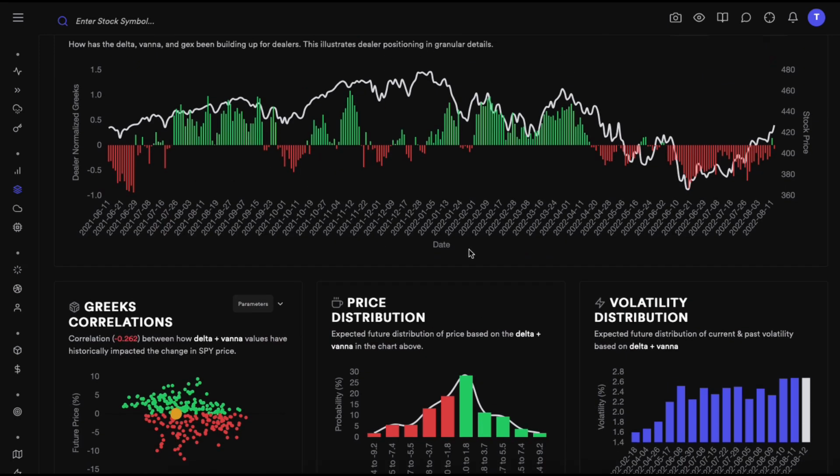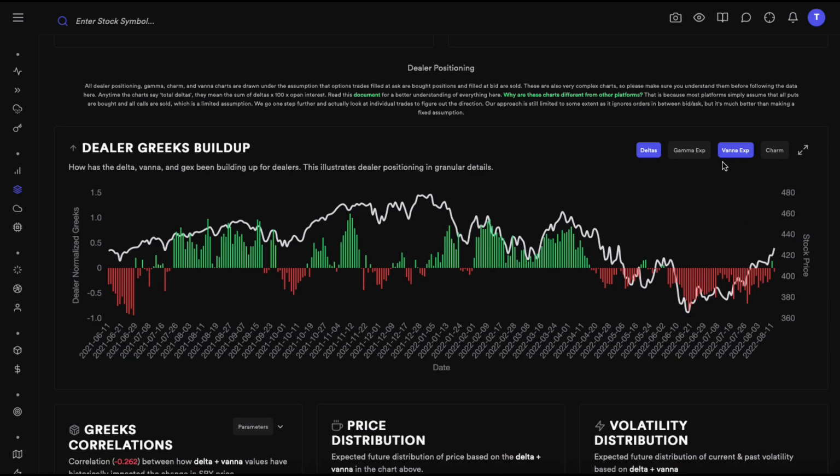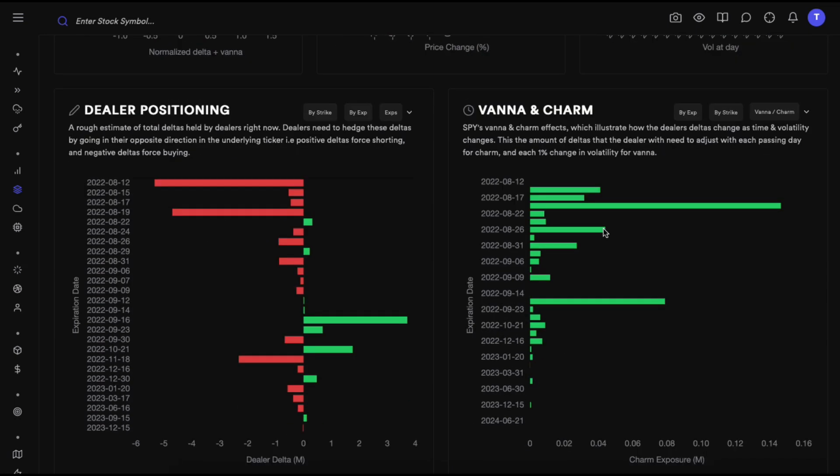And these positions, at this point, are an aggregate of everything that the dealer has in terms of deltas and Vanna. But sometimes we want to actually look at how the dealer is positioned for each strike and for each expiration, and then we can dive deeper into what's happening on the dealer side. And that's what these dealer positioning and Vanna charm flows by expiration and by strike show you.